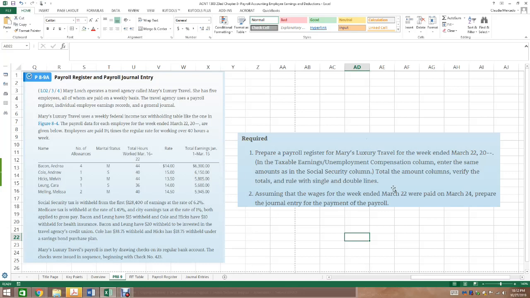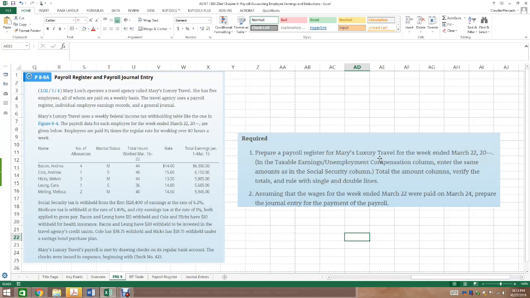Now the requirements. The first requirement, they're asking us to prepare a payroll register for Mary's Luxury Travel for the week ended March the 22nd. It says here, in the taxable earnings unemployment compensation column, enter the same amounts as in the Social Security column. So they're basically telling you that whatever you put in for your taxable earnings for Social Security, you're going to put the same amount for unemployment compensation.